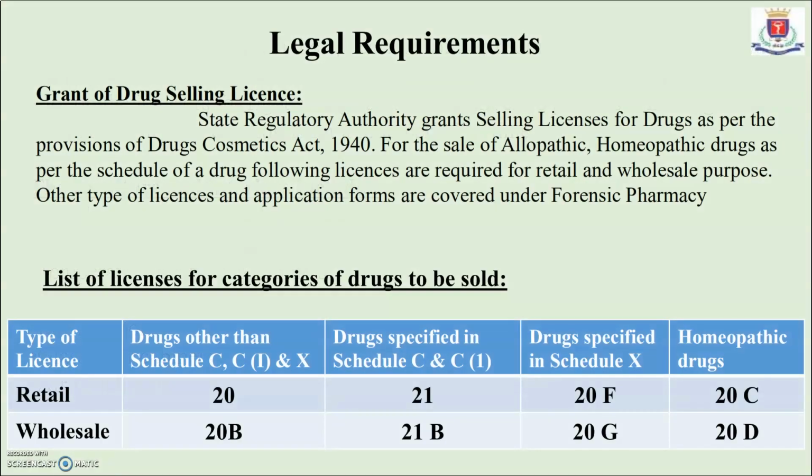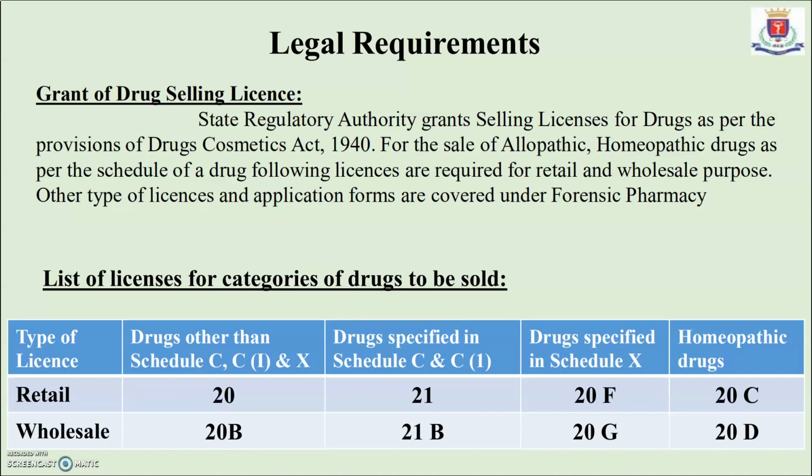Now we'll see the legal requirement. To open a community pharmacy, what are the legal requirements or legal documentation which are to be submitted to the authority? So grant of drug license: the state regulatory authority grants selling license for drugs as per the provisions of the Drugs and Cosmetics Act for the sale of allopathic and homeopathic drugs as per the schedule of a drug. The following licenses are required for retail and wholesale purposes. Other types of license and application forms are covered under forensic pharmacy.